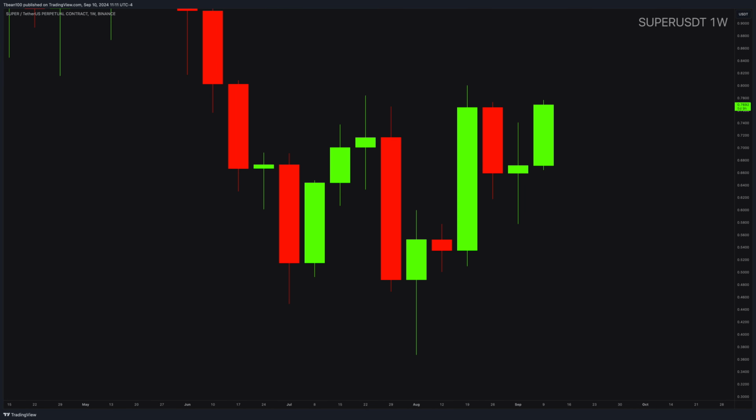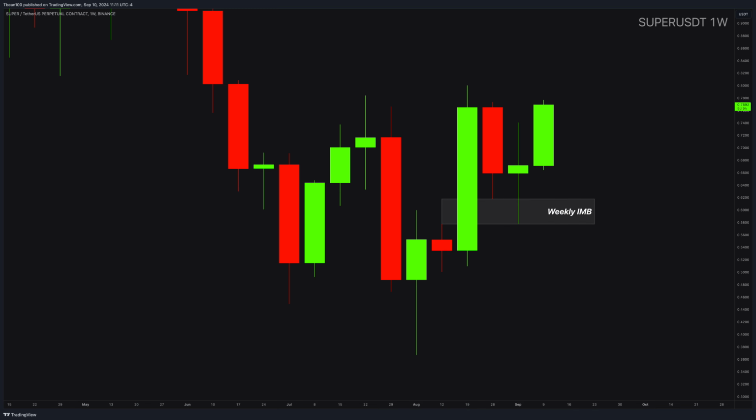As you remember from my last video, I talked about this super coin and how it had a great potential to rally. But why did I say that? And how I used our indicator to predict rallies. Let's start from zero, starting from the weekly chart.